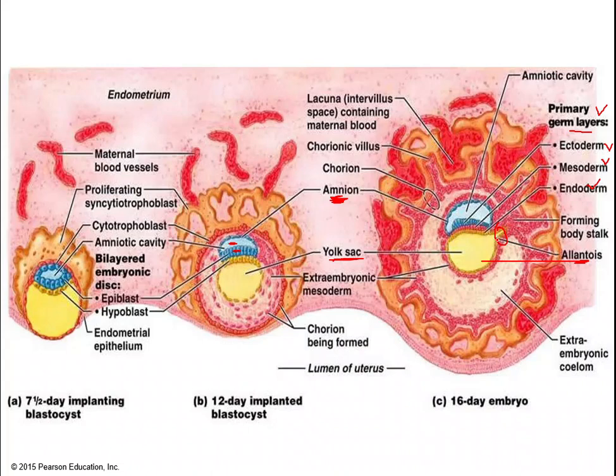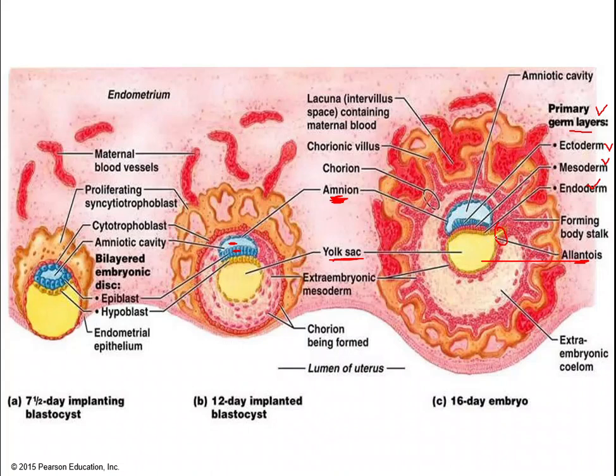Now, the stalk of the allantois and the yolk sac will help to form the umbilical cord. I'll show you another picture of it at a later time, but at this time just remember the stalk of the yolk sac and the allantois, both of them will form the umbilical cord.